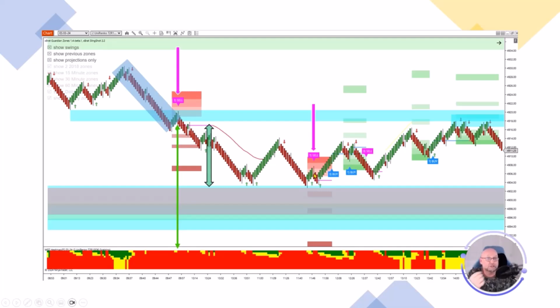We get a pullback zone because it meets the criteria. We get a sell signal there. We've got confirmation, but we've got no fresh air. We don't take the trade. Look what happens. It goes against us.